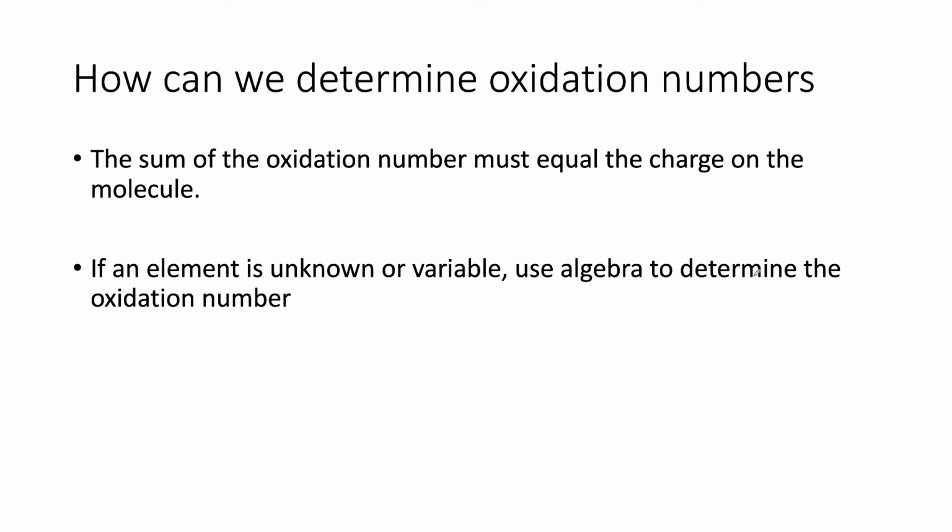So how we determine oxidation numbers on a molecule is that you look at the sum of the oxidation numbers. It should be equal to the charge of the molecule. And if we don't know the element, or we know it's going to be variable, we're going to use algebra to determine the oxidation number, and we're going to give you a couple of examples of this.